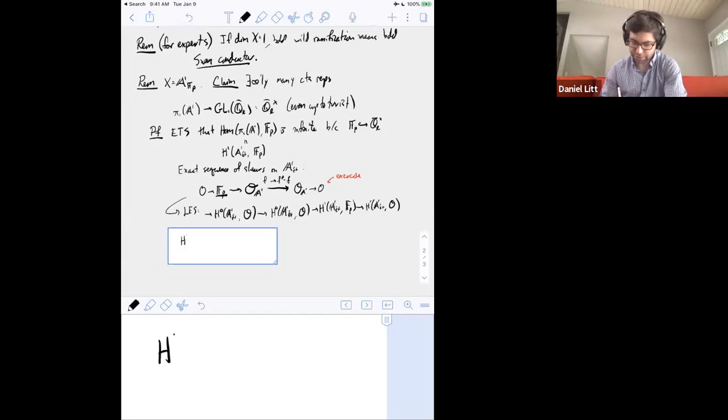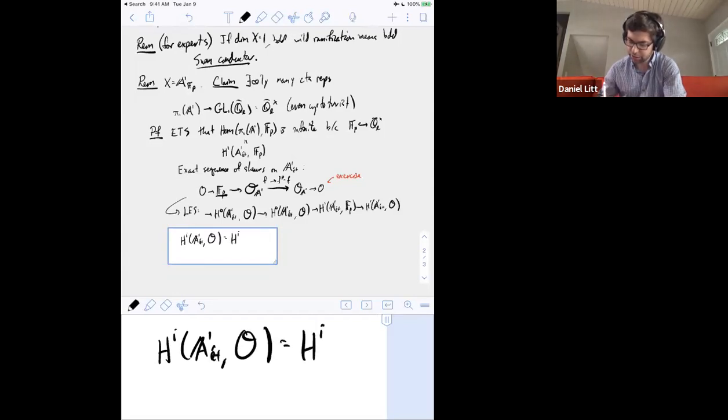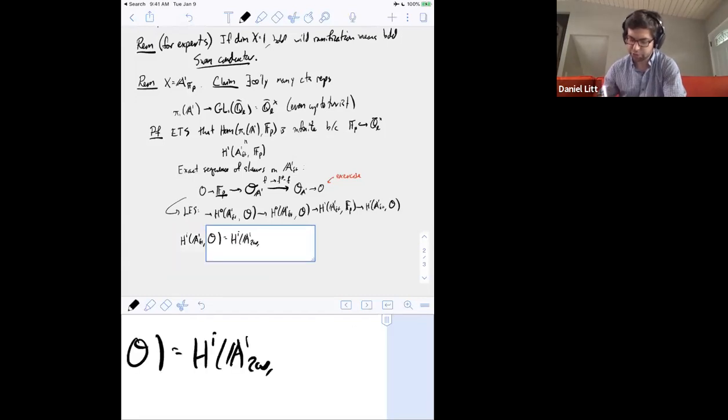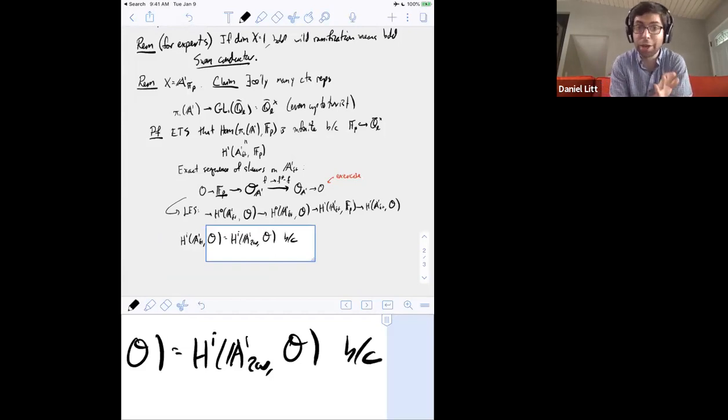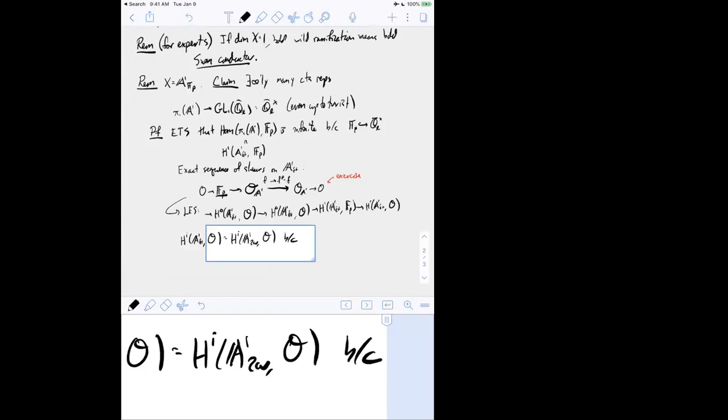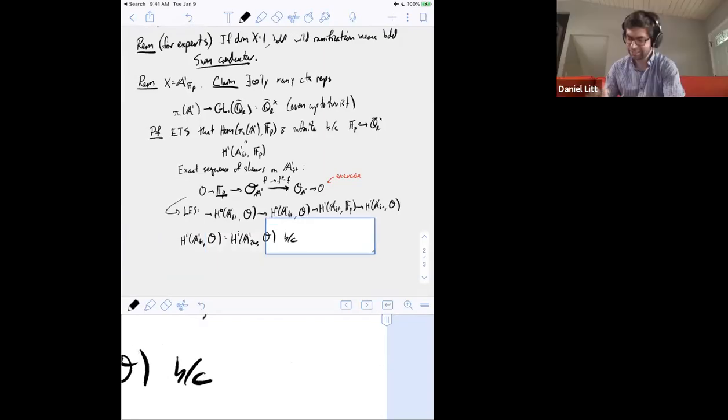So Raju claims that HI of A1 with the Étale cohomology with coefficients in O is the same as HI of A1 now in the Zariski site, with the Zariski topology, with coefficients in O. And why is that? You're right. Thinking. I want to say descent, but that's not a full answer. I don't know. That's exactly right. So it's because of Étale descent.